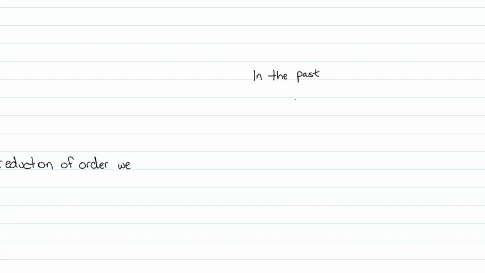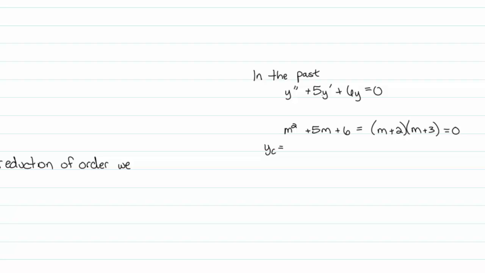if you had something like, let's just quickly do this, y double prime plus 5y prime plus 6y is equal to 0. And you get the characteristic equation m squared plus 5m plus 6, which factors down to (m plus 2)(m plus 3) is equal to 0. You would get two solutions, -2 and -3, and so you knew your solution, your complementary function, or your solution to your homogeneous differential equation with constant coefficients, is going to be c1 e to -2x plus c2 e to -3x.